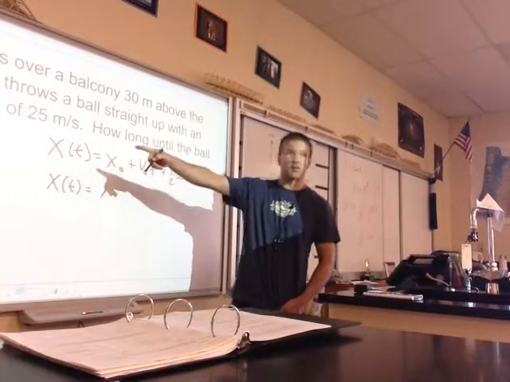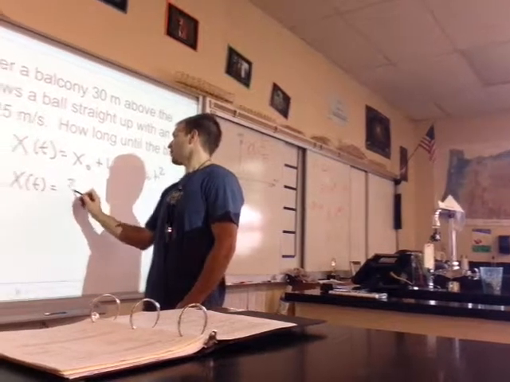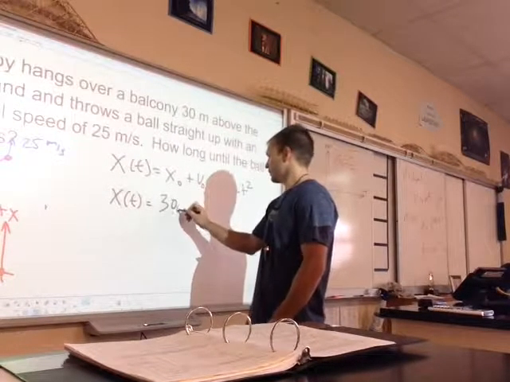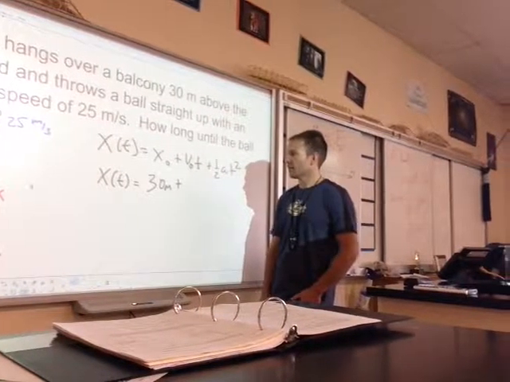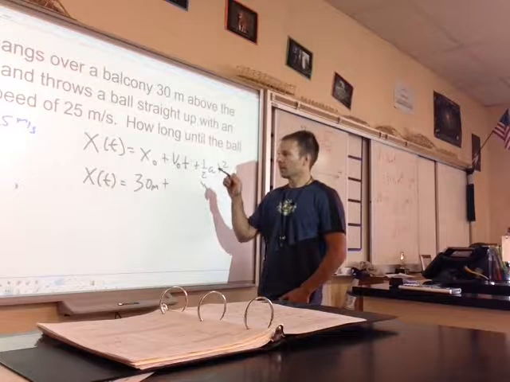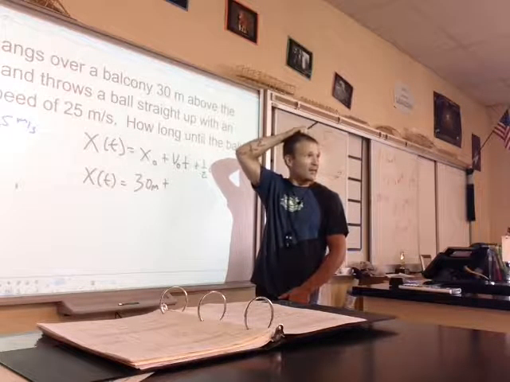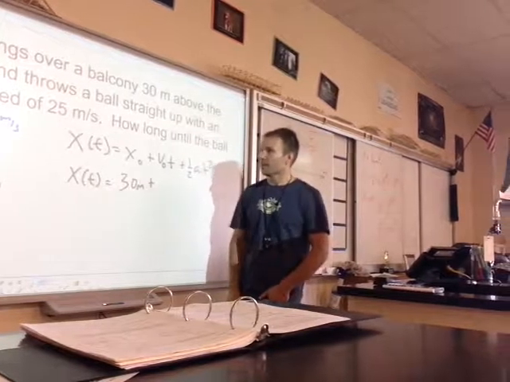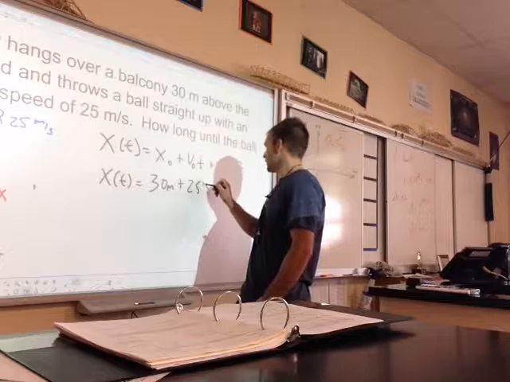That's right, I'm 30 meters above the ground, aren't I? Oh, the ball is. So 30 plus, what's my initial velocity? Do I know that? Good, it's in the problem. Initial speed of 25, so 25.